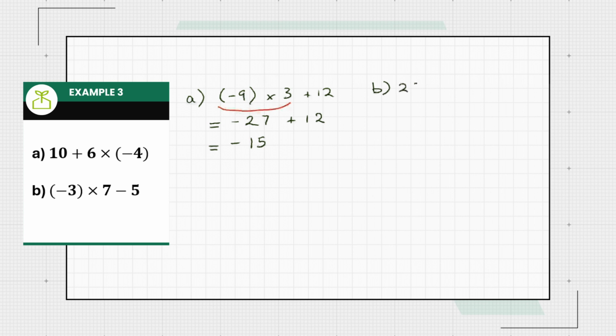For B, we have 20 plus 4 times negative 7. Alright, we need to do this multiplication first. So 4 times negative 7 is going to be negative 28. A plus a negative is just a negative, so we do 20 minus 28 and we get negative 8.